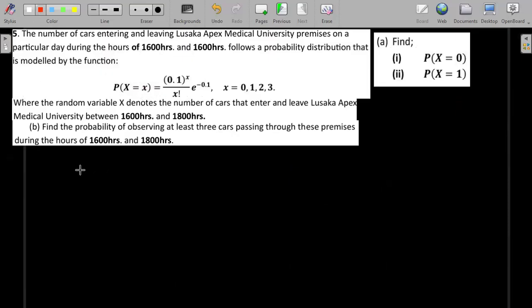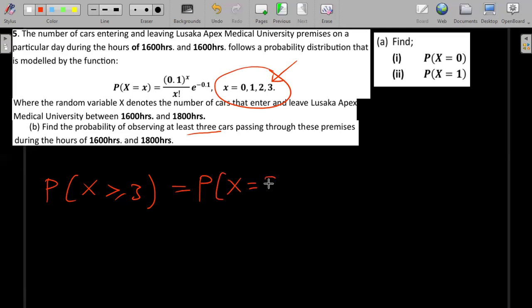The last question for this video is B. They're saying find the probability of observing at least 3 cars passing through these premises during 16 and 18. So observing at least 3 cars means we are finding the probability of 3 or more. But here on the variables, 3 is the highest, right? So this is just going to be equal to the probability of 3 because it's the highest there.